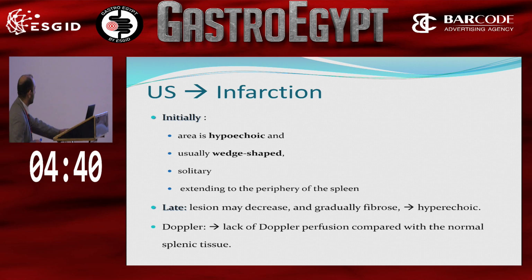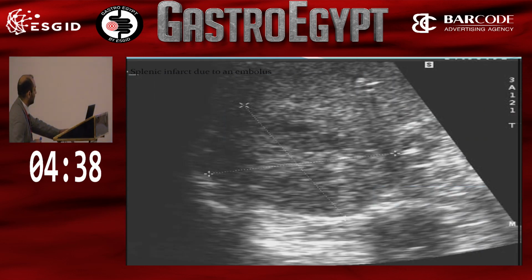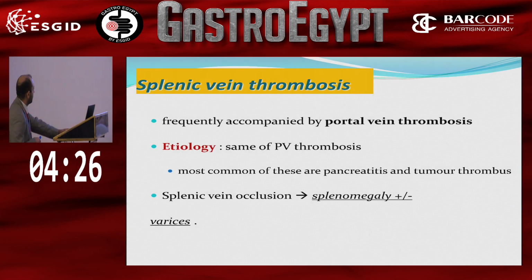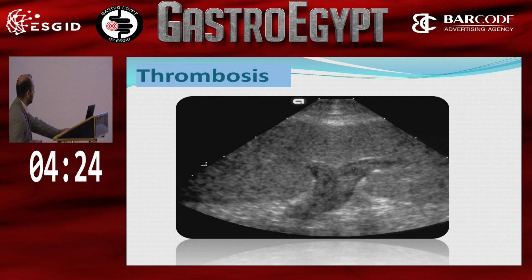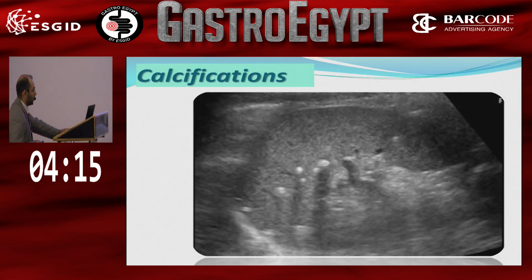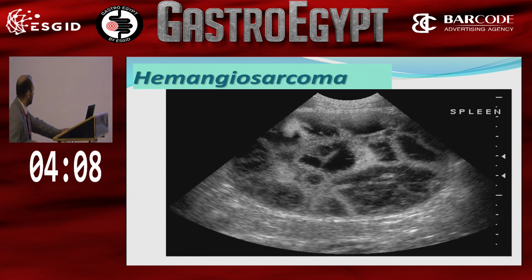I have to look for splenic infarct in sickle cell anemia. It will be hypoechoic. When I put on color Doppler, there is no color flow. It is mostly splenic infarcts. Also, I have to exclude splenic vein thrombosis. May I see some calcification? It is probably granulomatous infection, all the granulomatous infections.